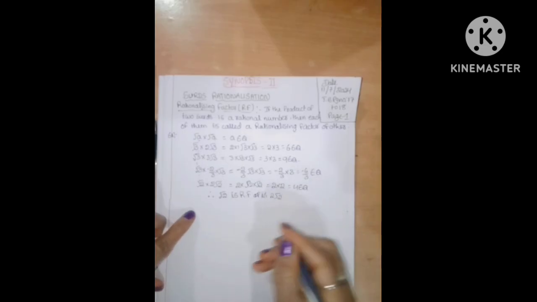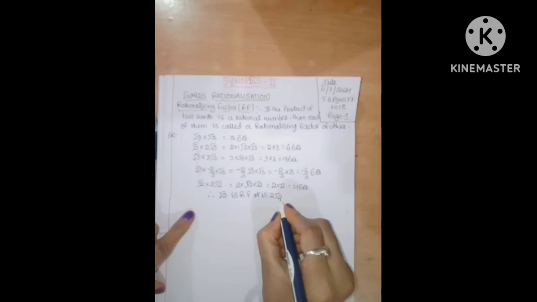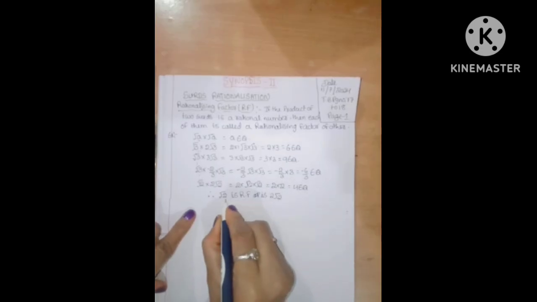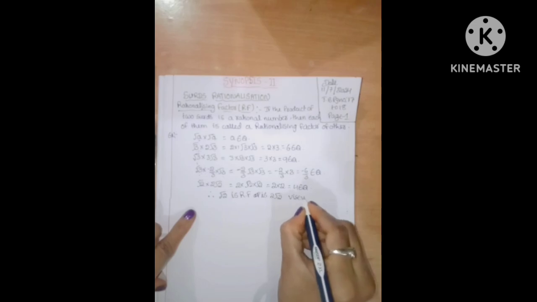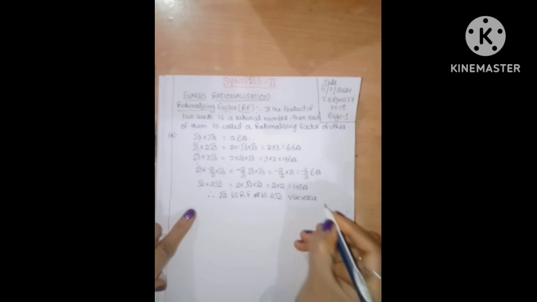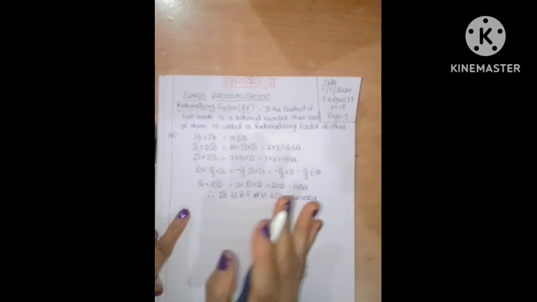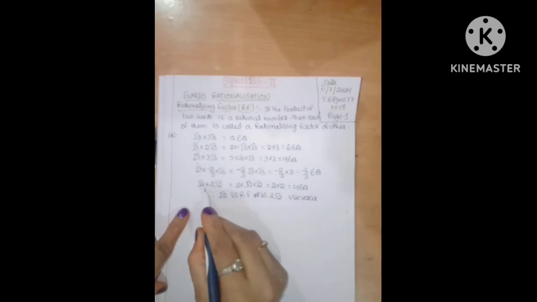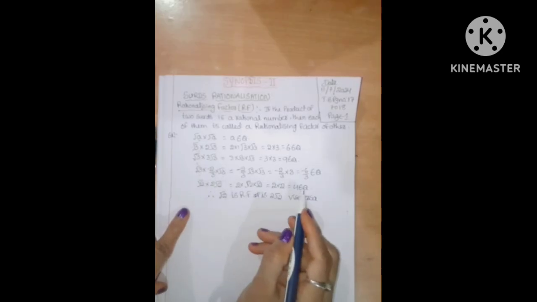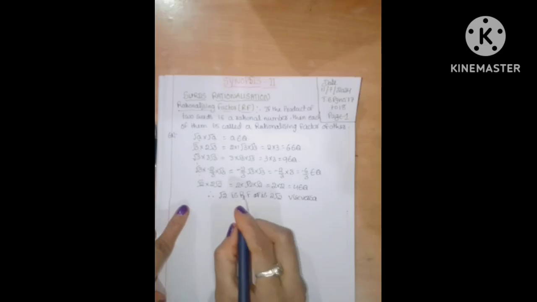And the rationalizing factor of 2 root 2 is root 2, vice versa. Root 2 into any multiple of root 2 gives a rational number.